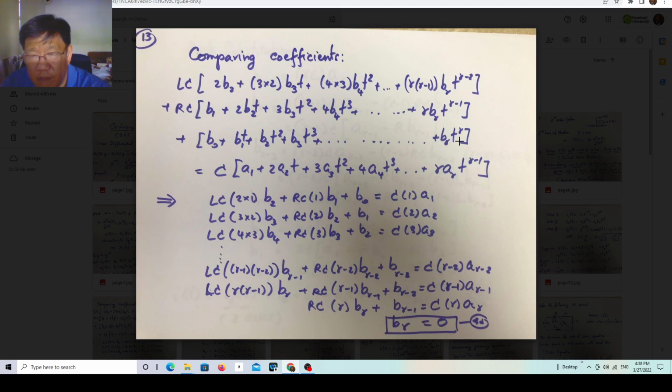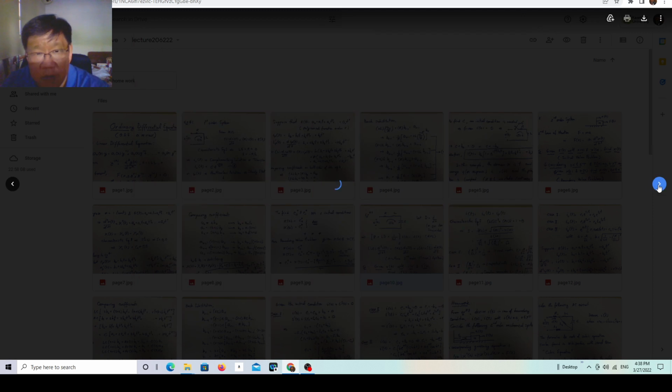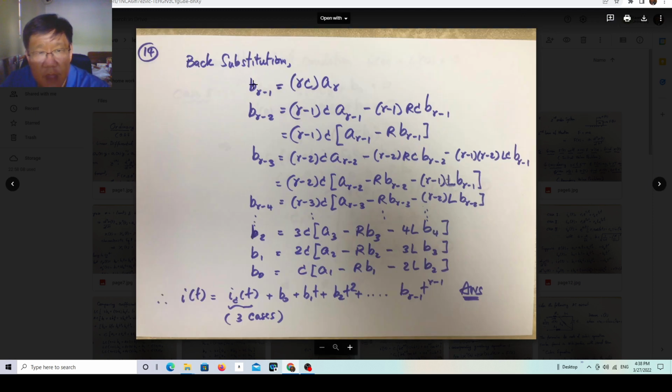But for the last term, you can see that b r here is the only term from the left hand side that has b sub r times t to the r. But the right hand side has nothing multiplied to t to the r. Therefore, b sub r is equal to 0. So now you know b sub r is 0. You can start back substitution in a similar fashion as we did on the second example.